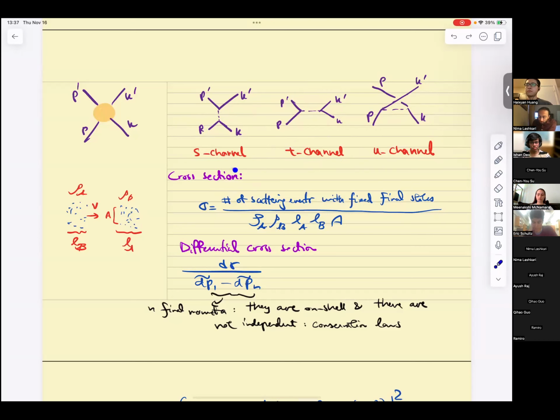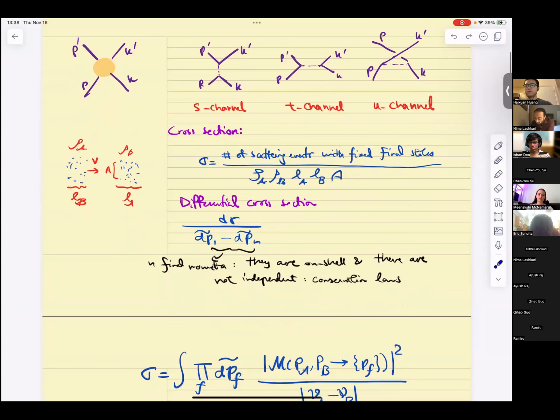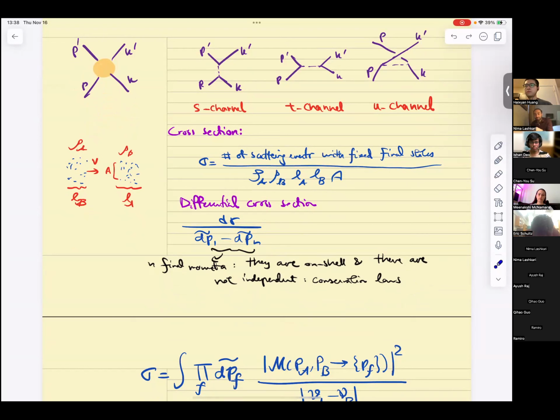All right, so then we discussed how we define the cross-section. We said the cross-section is the number of scattering events with fixed final states. So we want to say a bunch of particles come in, a bunch of particles go out, right? We say the cross-section for these incoming particles going to those outgoing particles. The outgoing particles are fixed final states, and it is defined the following way: the total number of scattering events divided by rho of A, rho of B, L of A, L of B, and the area of the overlap. So what is the story?